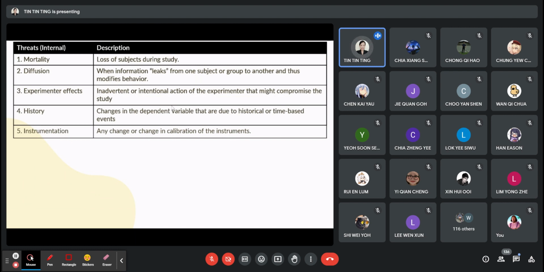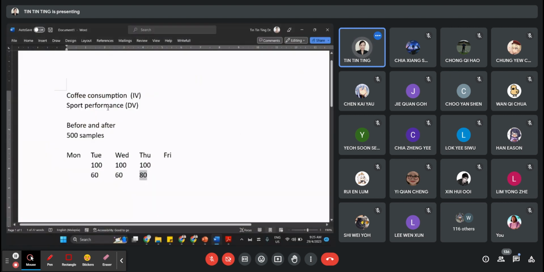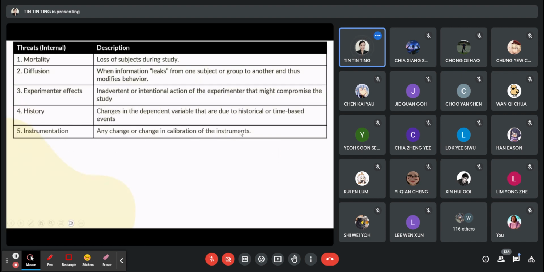Next threat to the internal validity, instrumentation, the instrument that you are using. For example, the caffeine, coffee consumption. After 2 days, you finish the coffee, so you go and buy a different brand of coffee. Your instrument got an issue, which violates your internal validity as well.